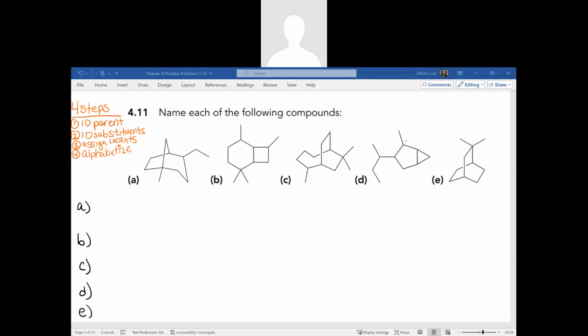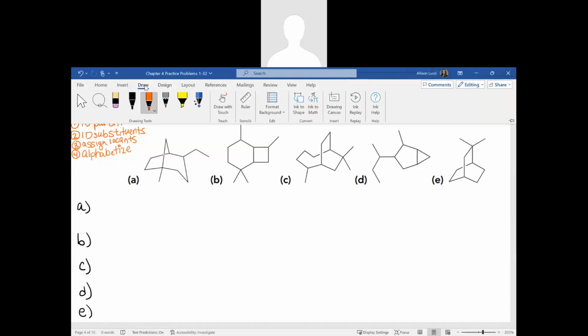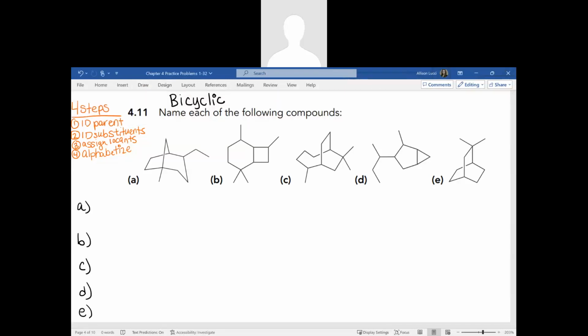For problem 11 from chapter 4, we're asked to name each of these compounds listed below. And these are bicyclic compounds. So they are named based on the fact that the parent compounds that we identify will be two fused rings. So that's what the term bicyclic is referring to, but we're still going to follow the same four steps that we followed with non-cyclic, acyclic compounds.